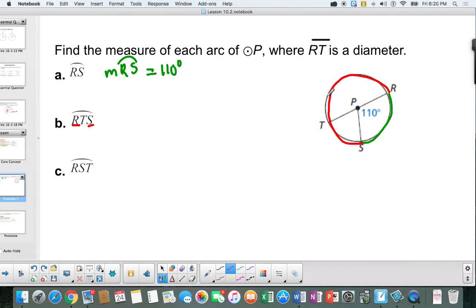And so we know we want this portion of the circle. So we write the measure of arc RTS, and that's going to be a major arc, the leftover from 360. So that'll be 250 degrees. Next one is RST, and that's going to go from here to here, and you can see it's taking half the circle. We have to use 3 letters to show that, and that's going to be 180 degrees.